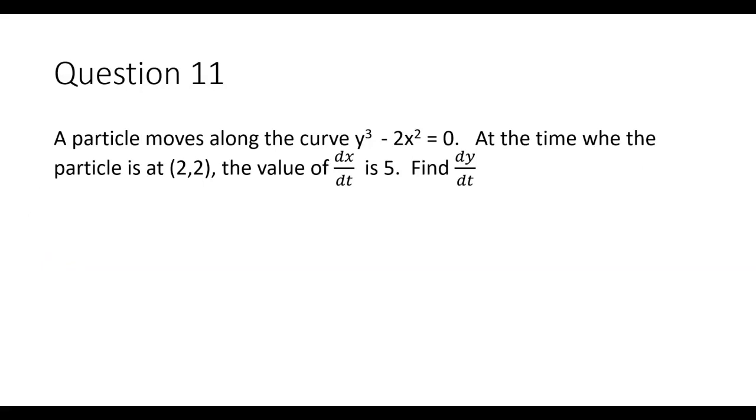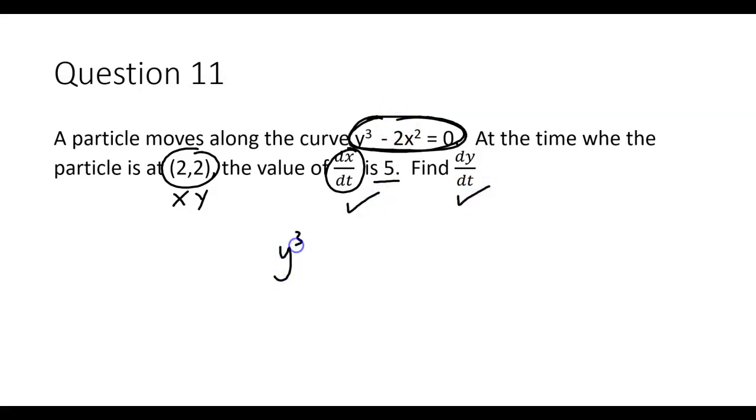All right, question number 11 says a particle moves along this curve. At the time when the particle is at this point, that's an x and a y, the value of dx/dt is 5. Find dy/dt. Okay, so once again, we have an equation with x and y in it, but they're asking about rates, which means we need to take the derivative.